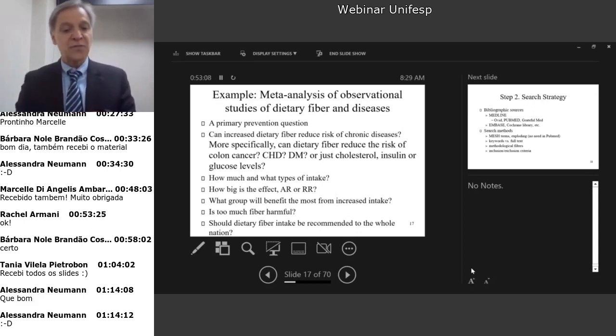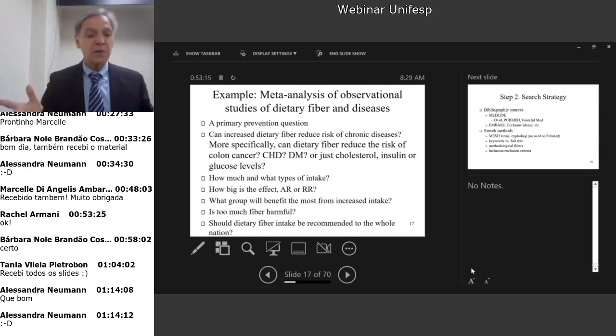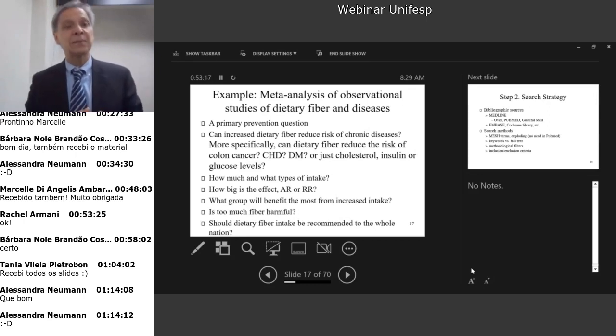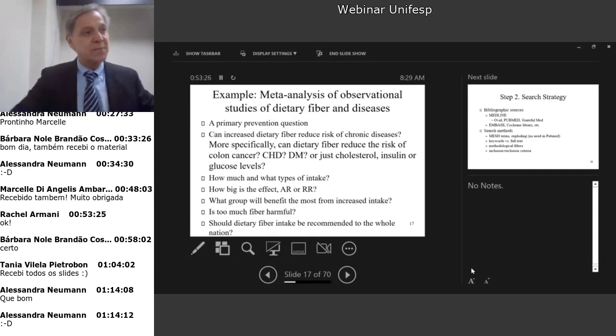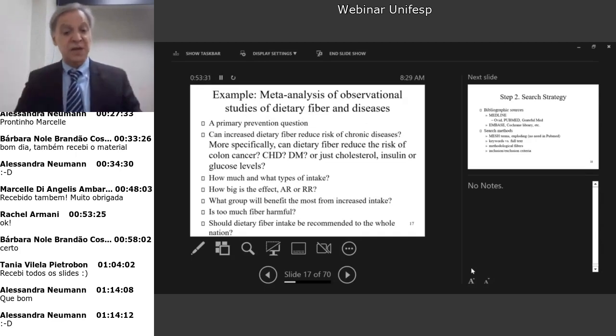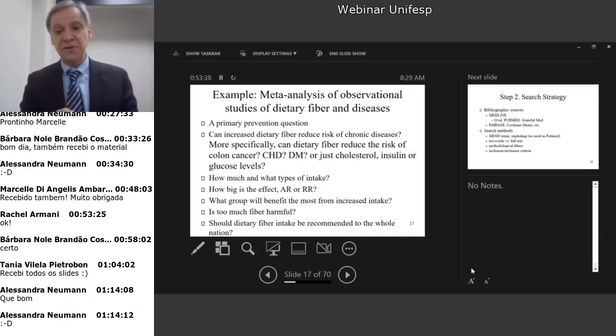Is too much fiber harmful? Should dietary fiber intake be recommended to the whole nation? For instance, if your recommendation is coming from a study that has incredibly powerful internal validity, most of the effect, as you're going to see later on, is fixed effect. It's kind of hard to extrapolate. If it's random effect, or maybe mixed effect, we're going to talk about that later on, it could be extrapolated. And pragmatic trials could be extrapolated because they reflect real life as opposed to a very controlled environment.